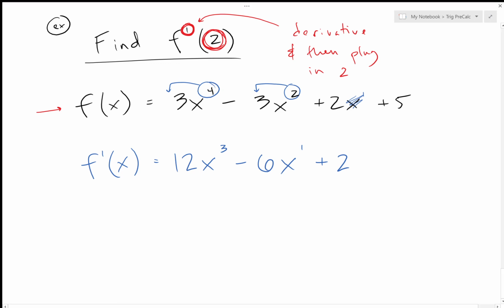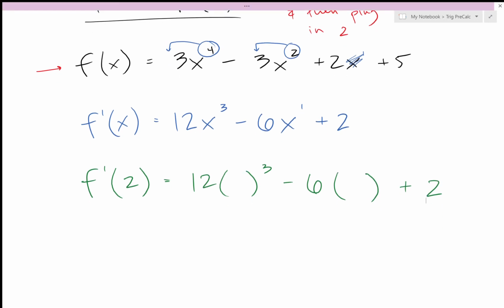But we want to find the derivative at 2. So f prime of 2. So instead of x, we're going to plug in 2 everywhere. And I'll just draw those blanks for us first. Minus 6. Okay. So everywhere we had a blank, we're going to put a 2 in there. So let's solve it out.